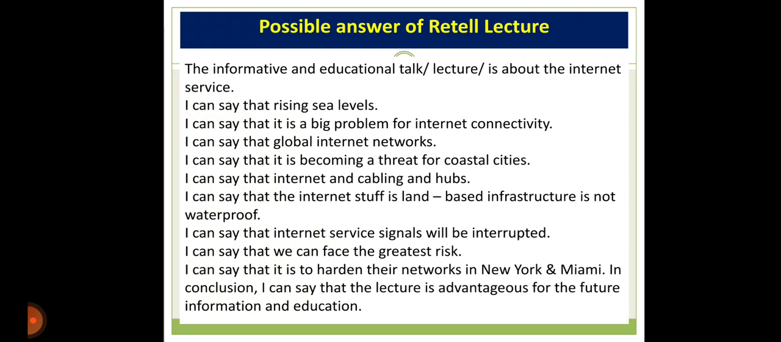I can say that rising sea levels, I can say that it is a big problem for internet connectivity. I can say that global internet networks, I can say that it is becoming a threat for coastal cities. I can say that internet cabling and hubs, I can say that internet land-based infrastructure is not waterproof.